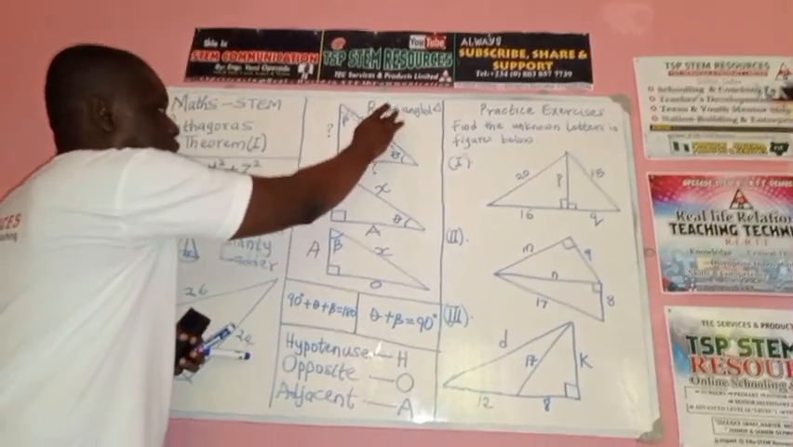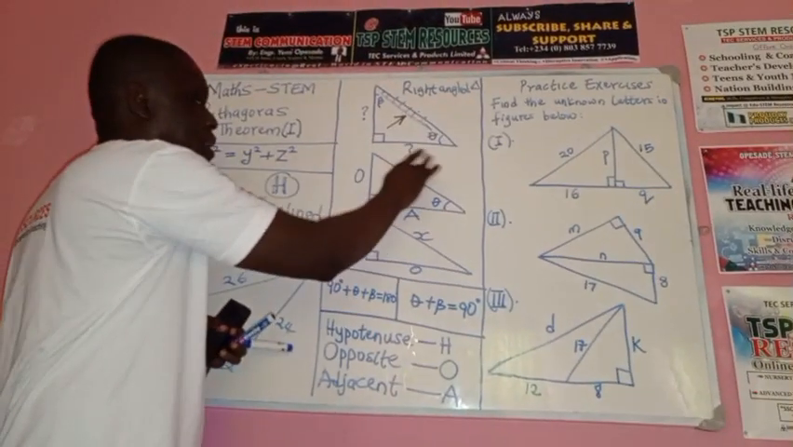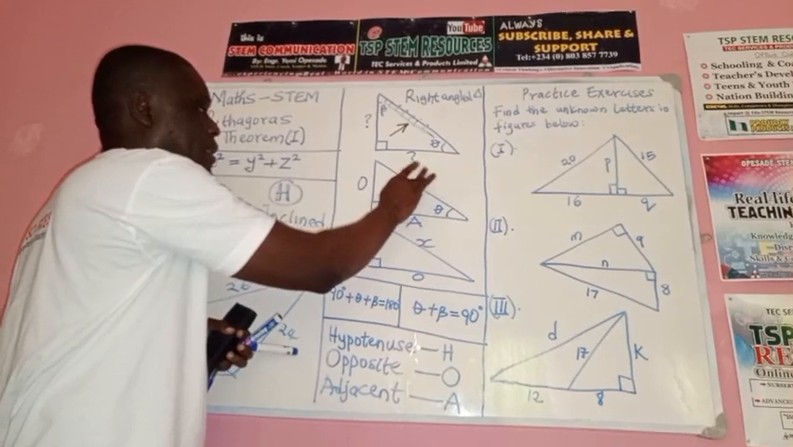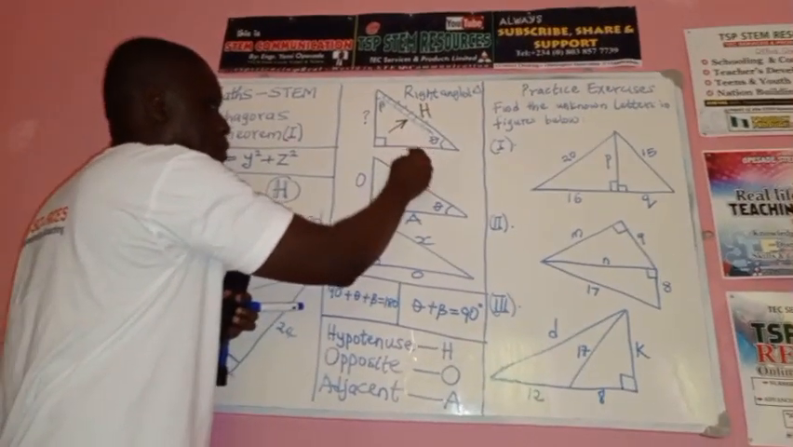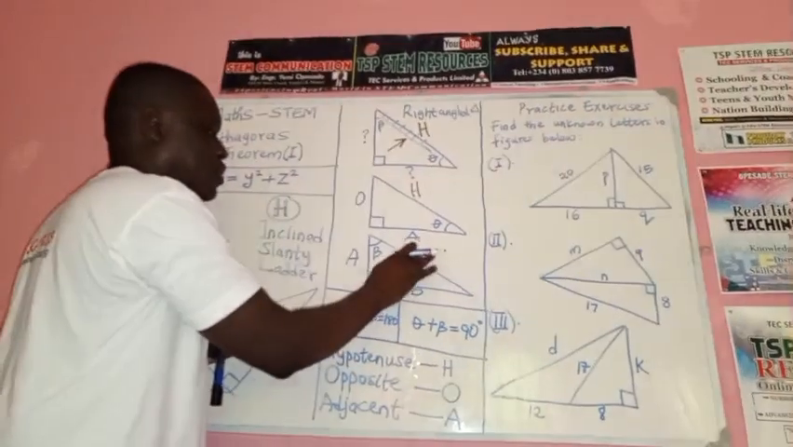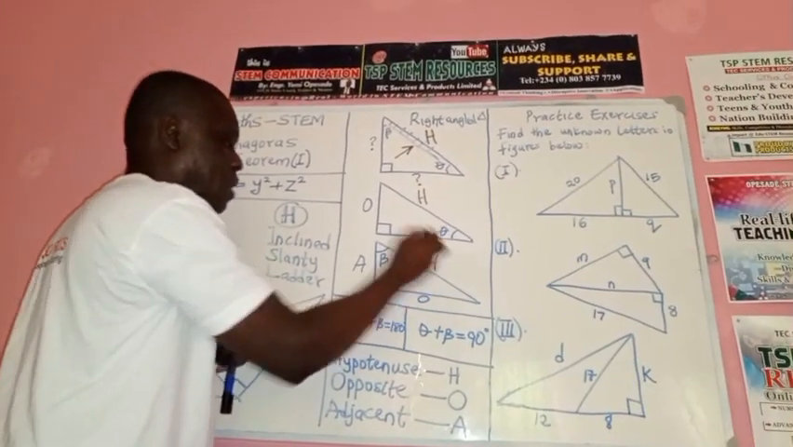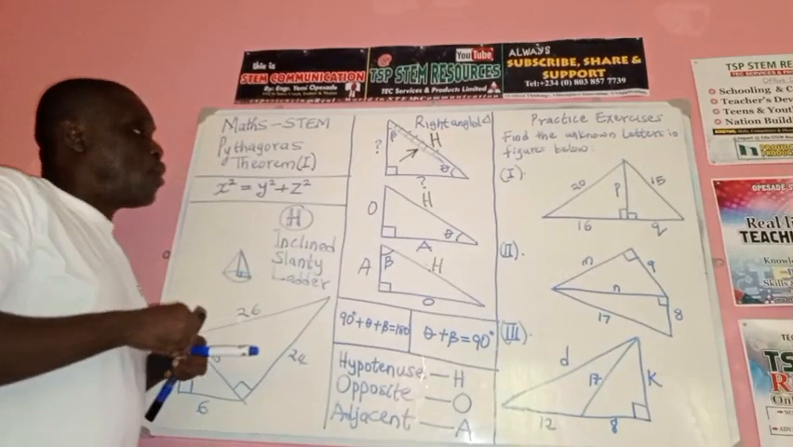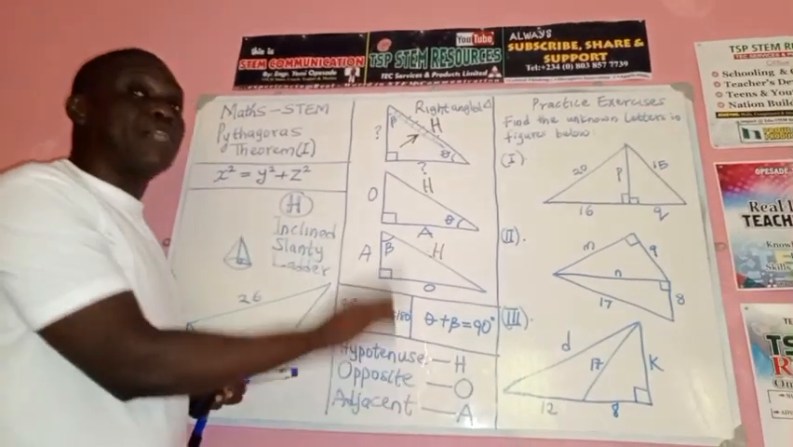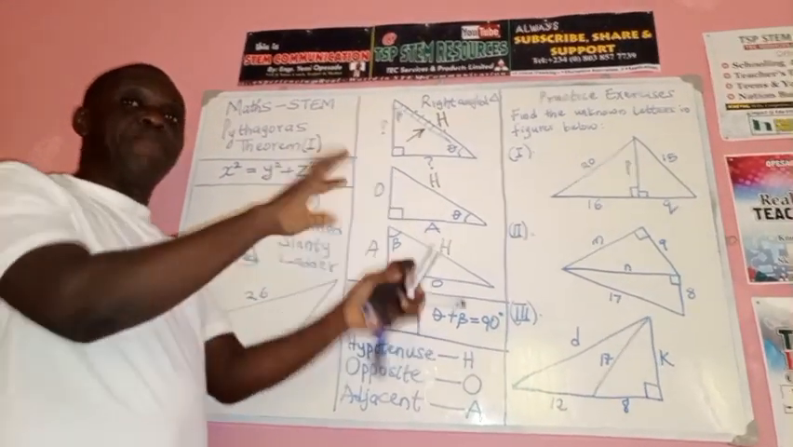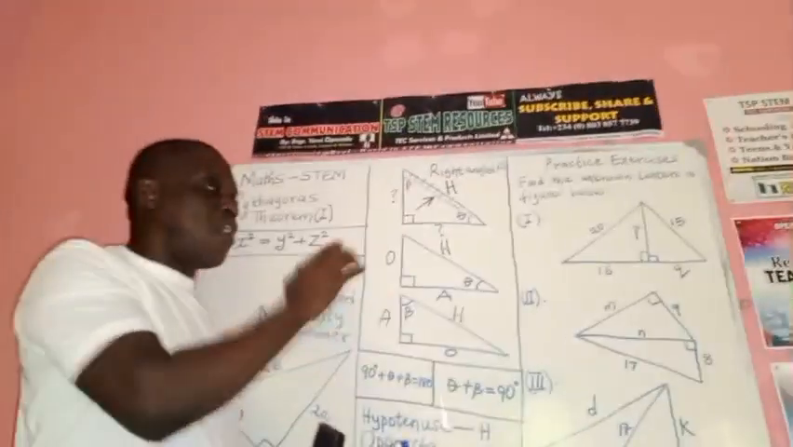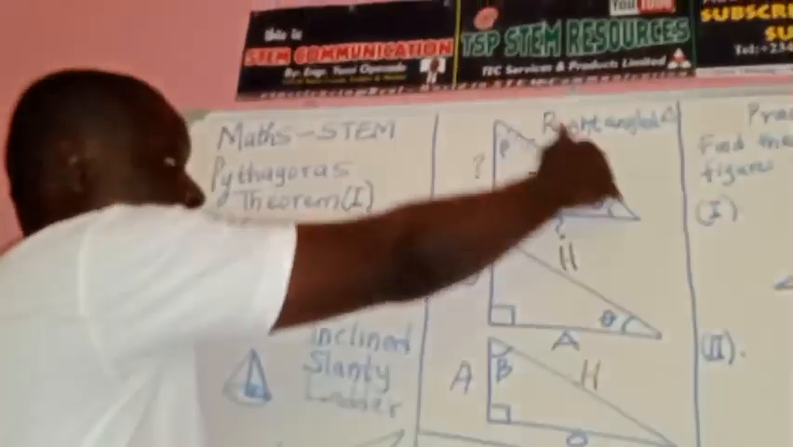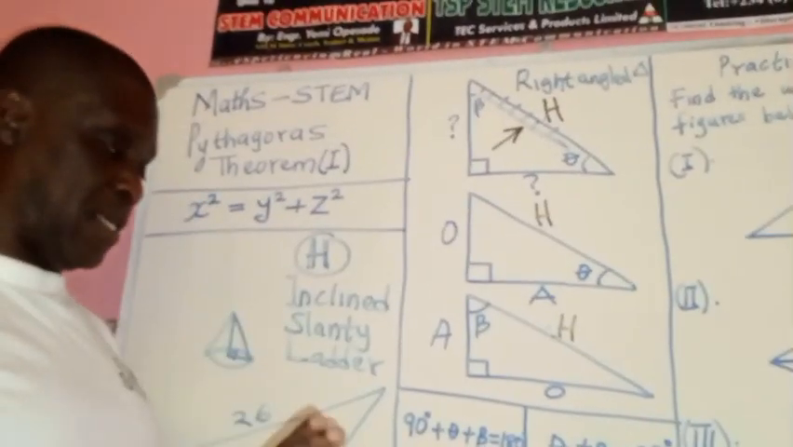Let me put the right nomenclature here. That is the H. That is the hypotenuse. It's also the hypotenuse here and here. Now, what about the other two sides? The other two sides change position. It is only the hypotenuse that is fixed. The others are not fixed. Do you understand?